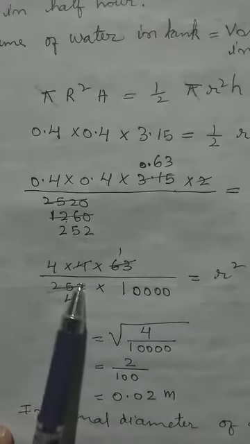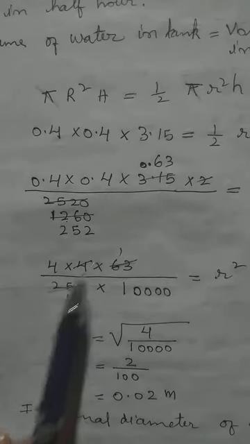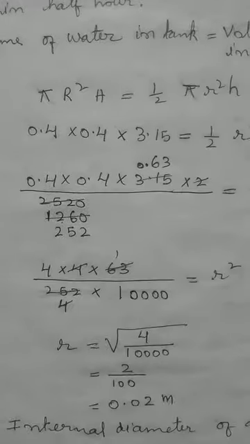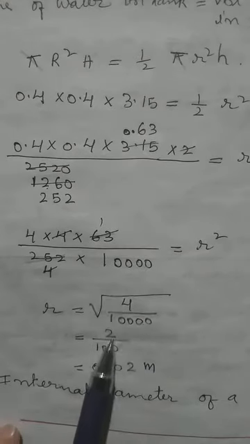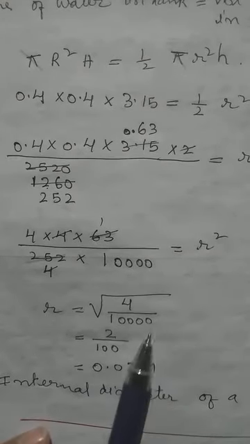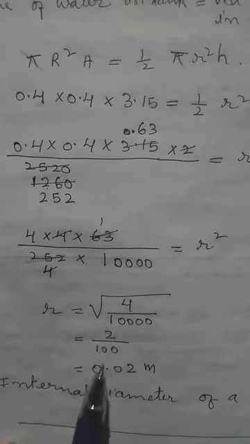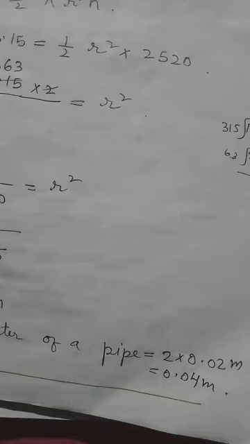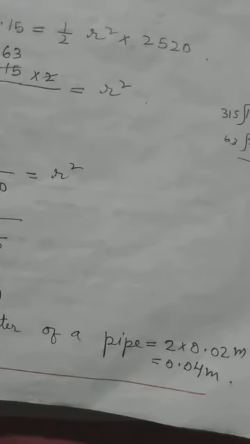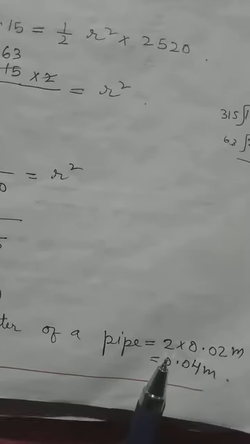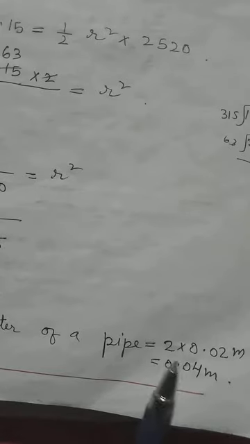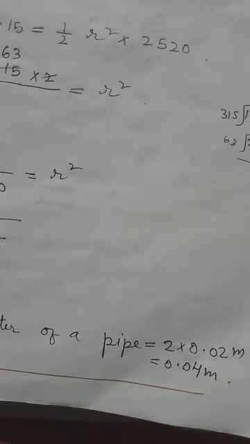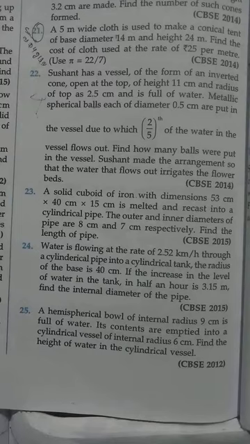Then 63 divided here, we get 4 cancel, so we want only r, we put square root. Square root of 4 will be 2, square root of 1000 will be 100, so 2 divided by 100 equals 0.02 meter. That is the radius. So the diameter of the pipe will be double, 2 into 0.02, which is equal to 0.04.